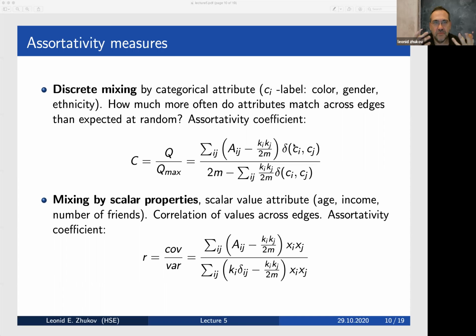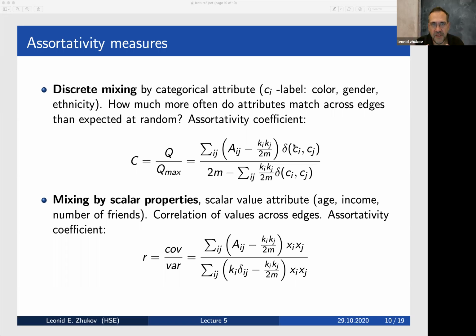Now, there are two kinds of metrics. One is we can actually talk about categorical attributes. So things like gender, things like, I don't know, race, things like you think of, right? Or if it is language network, it could be nouns, pronouns, whatever. So this metric measures how often attributes across the edge match, how often the matches compare to if the network was random.